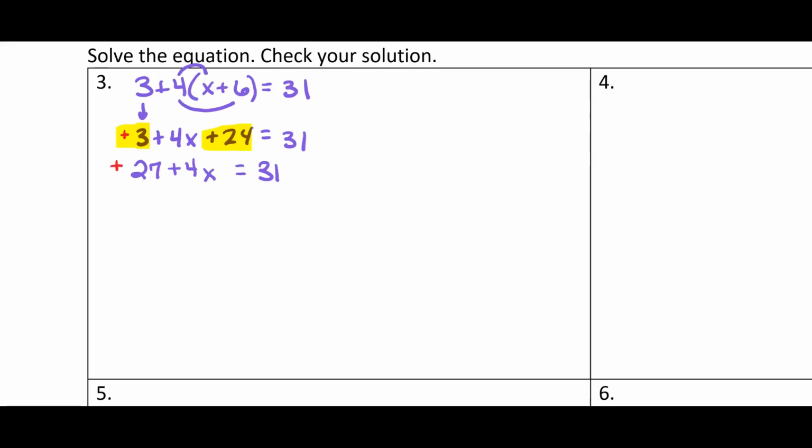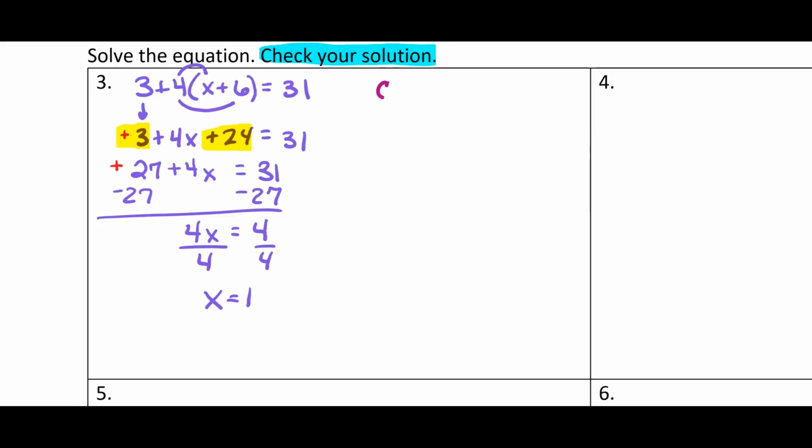Again, this 27 has an understood positive in front. So we're going to subtract 27 from both sides. So that's going to leave us with 4x equals 4. And then we're going to divide both sides by 4. So x equals 1. Now, our directions do say to check our solutions, so that's something that we're going to be careful to do. So over here, we're going to check.